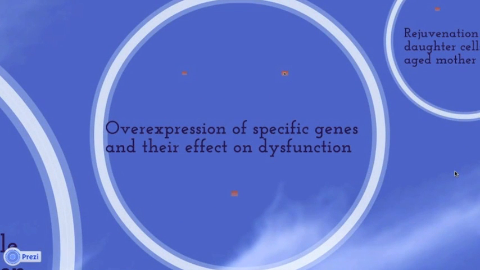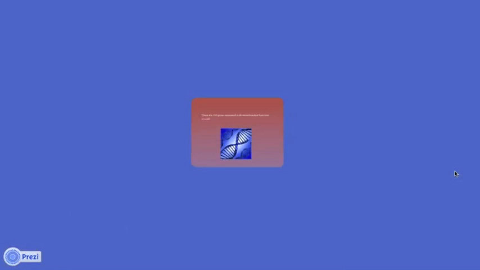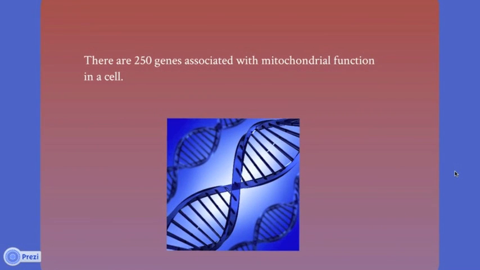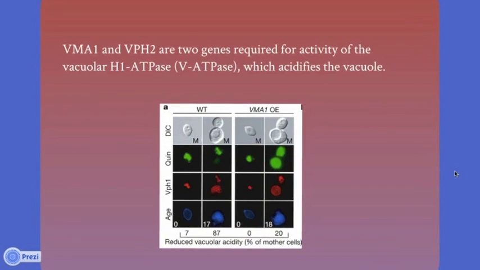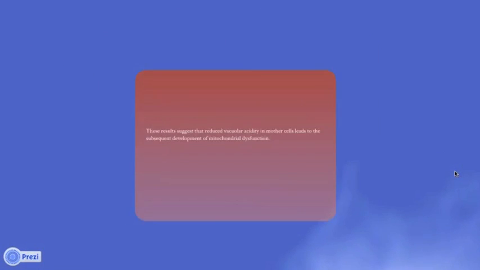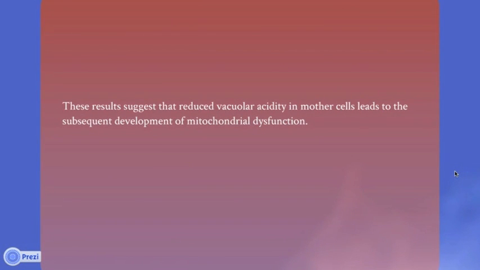Our next topic of discussion is overexpression of specific genes and their effect on dysfunction. In order to learn more about mitochondrial function, the cell's genes were analyzed, and it was found that there are 250 genes associated with mitochondrial function in a cell. Then, every individual gene was modified to be overexpressed one at a time, and it was discovered that 2 genes, VMA1 and VPH2, reduced age-induced mitochondrial dysfunction significantly. In fact, dysfunction was suppressed in 93% and 77% of aged cells in which the VMA1 and VPH2 genes were overexpressed, respectively.